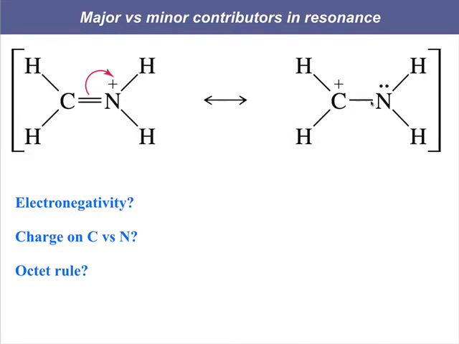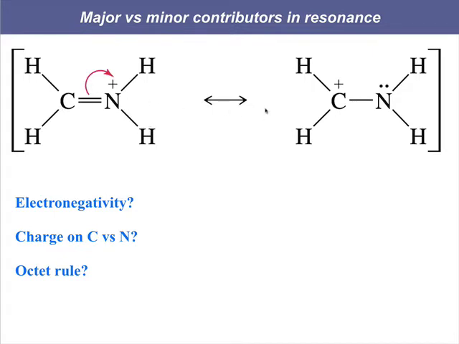What about the octet rule? Which structure, if either of these, satisfies the octet rule for as many atoms as possible? Well, the structure on the left actually satisfies the octet rule for every atom. The hydrogens get their duets. Carbon's got 4 bonds, so it's got 8 electrons. Nitrogen's got 4 bonds, so it's got 8 electrons. The structure on the left satisfies the octet rule.